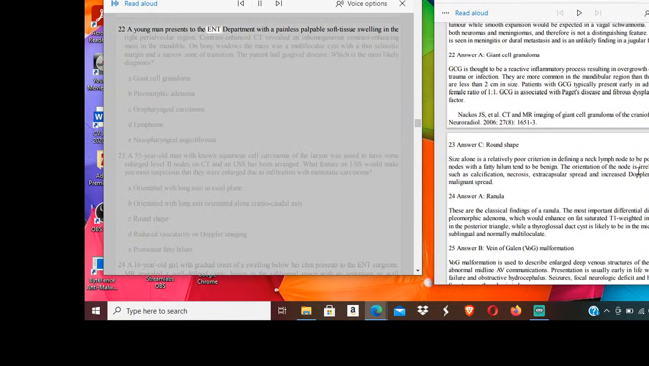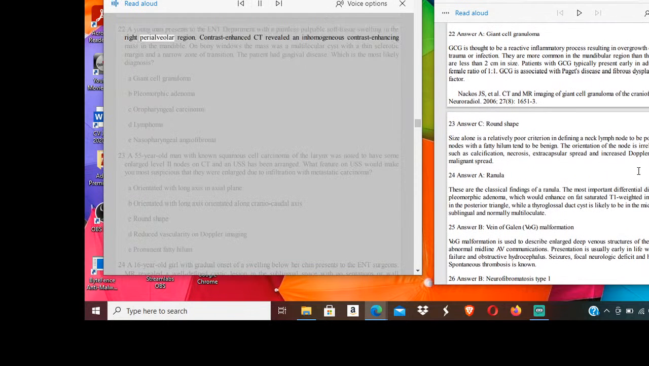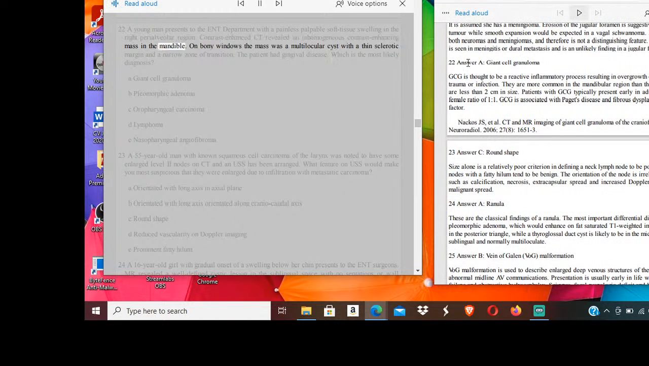22. A young man presents to the ENT department with a painless palpable soft tissue swelling in the right perialveolar region. Contrast-enhanced CT revealed an inhomogeneous contrast-enhancing mass in the mandible. On bony windows the mass was a multilocular cyst with a thin sclerotic margin and a narrow zone of transition. The patient had gingival disease. Which is the most likely diagnosis?